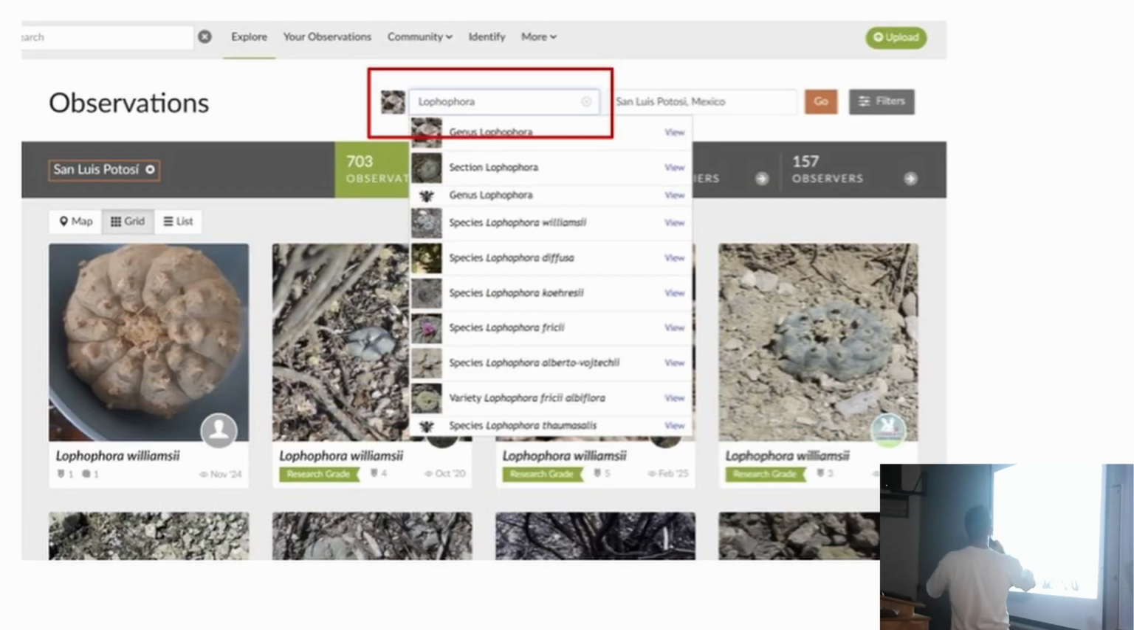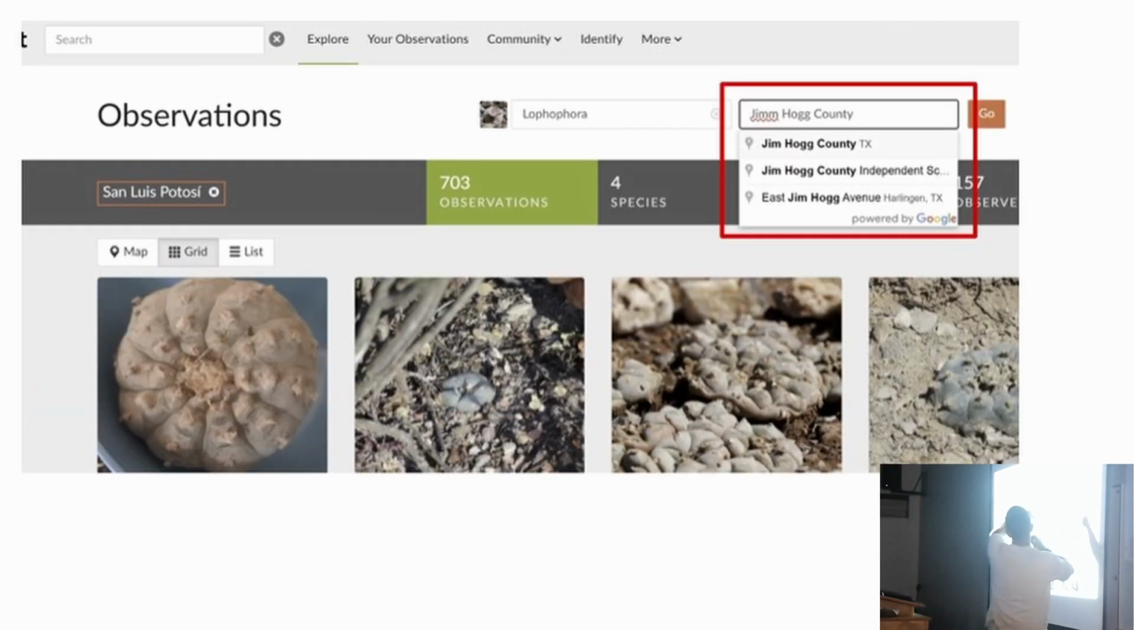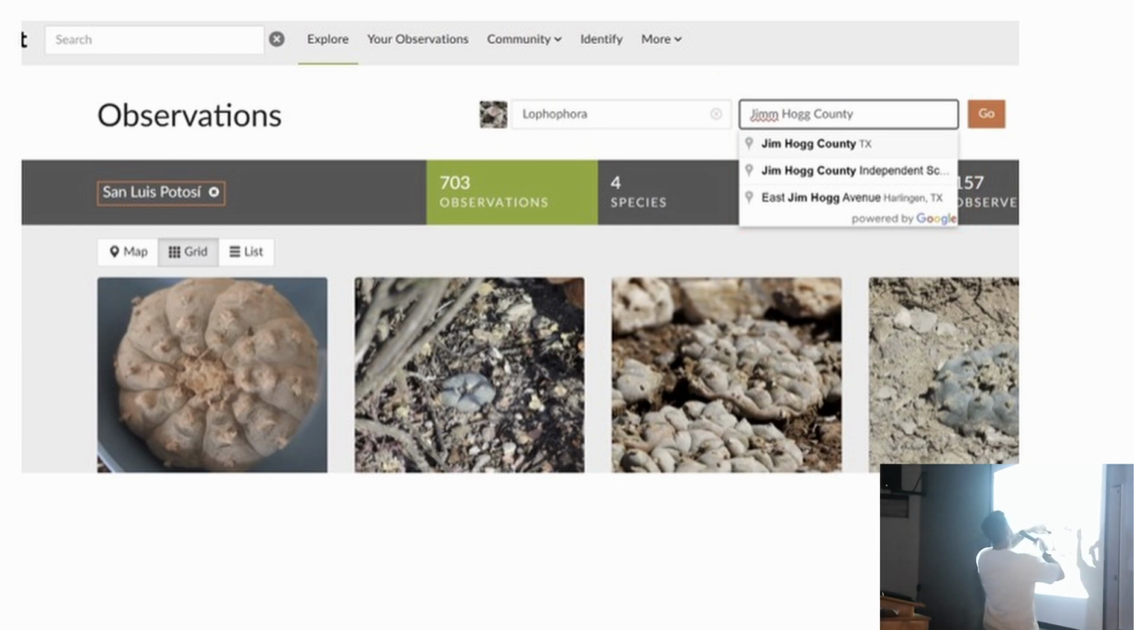Type in, like if you want to see, there's 5 or 6 species of Lophophora. Type in Lophophora, let it suggest, select it, and then you can type in county, province, state, continent, country, whatever, and you'll get a list. 4 species in San Luis Potosi, 703 observations.